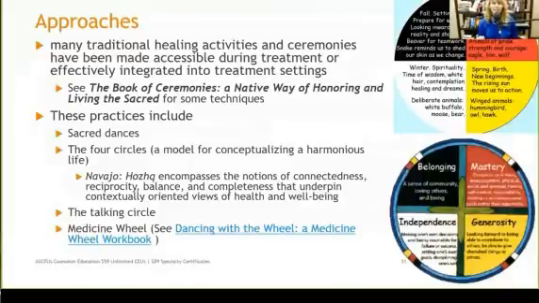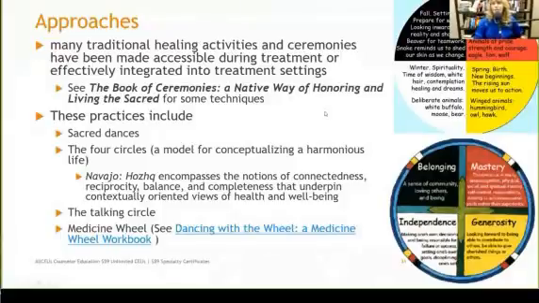One book that I like is the Book of Ceremonies, a Native way of honoring and living the sacred. You can find some techniques there. Obviously, you're going to want to consult a Native American spiritual leader for guidance on understanding the spiritual nuances of these things. You're not just going to want to read a book and go with it. But practices can include sacred dances, the 4 circles, which is up here. It integrates harmonious life in terms of 4 interlocking or overlapping circles. The talking circle, or the medicine wheel.